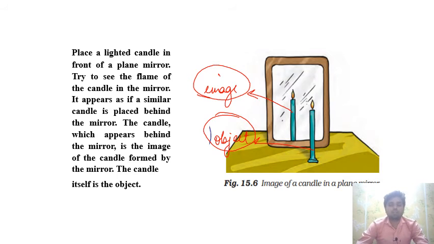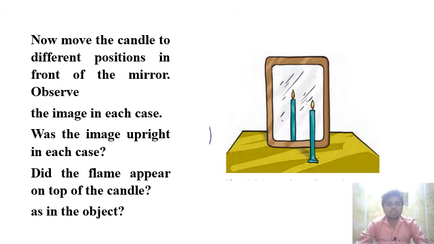So image is what? It is formed behind the mirror, and what is object? The object itself is the object. Okay, is it clear to everyone? Yes. So now you have to do this activity again.